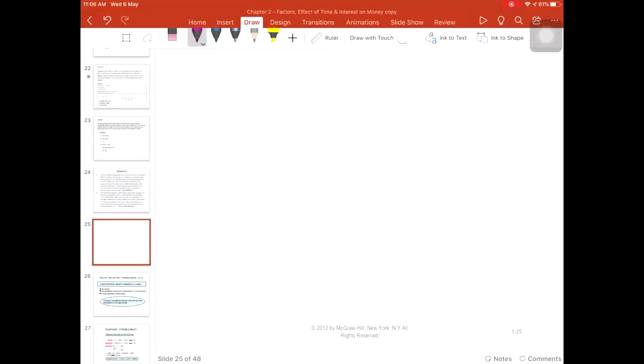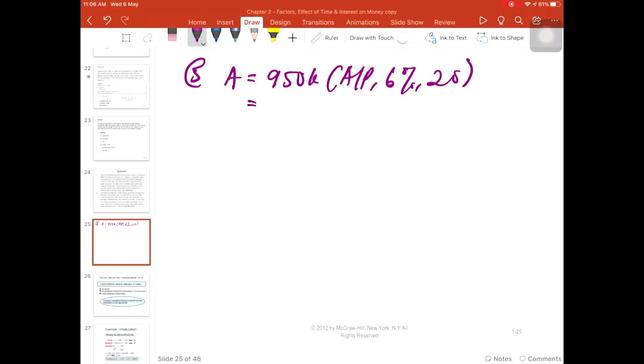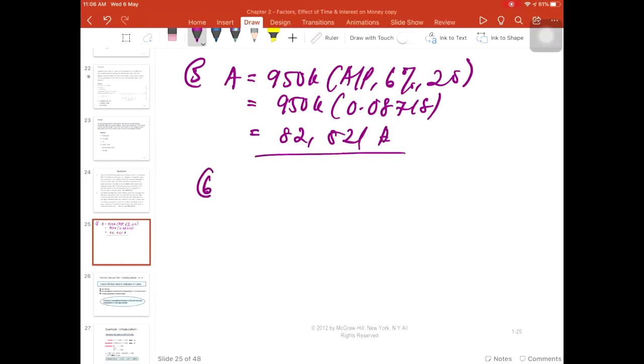Okay, number 5. You have to find A. A equals 950K, A over P, 6%, 20 years. Then you refer to the tables and you will get 82,821.